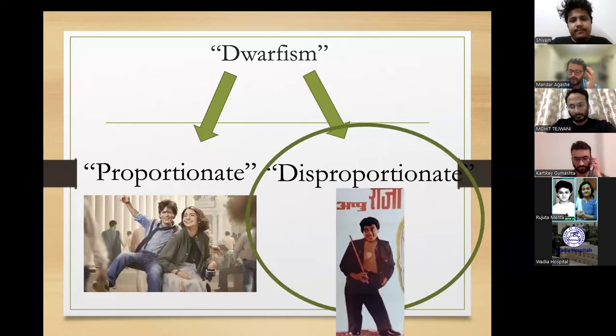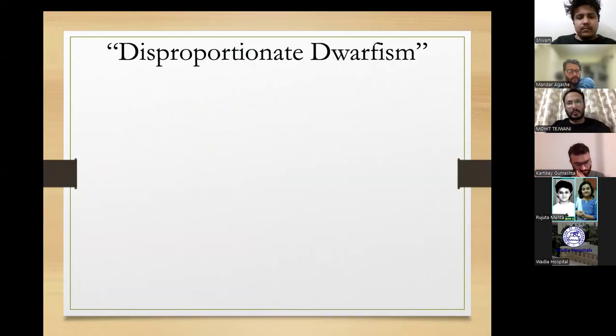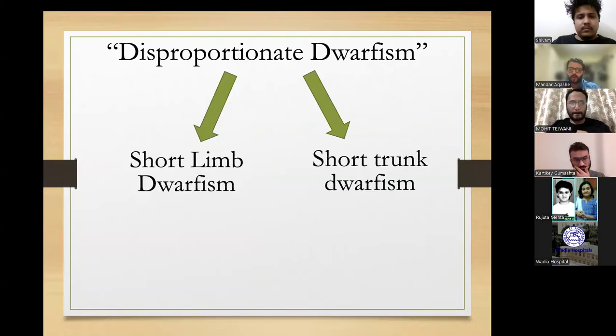Can someone tell me what are the main two types of disproportionate dwarfism? Who's the next one? Mohit. Achondroplasia. No, types. So basically, I'll go ahead. It is divided into short limb dwarfism and short trunk dwarfism. Short limb dwarfism is when the limbs are extremely short, but the trunk is much longer.